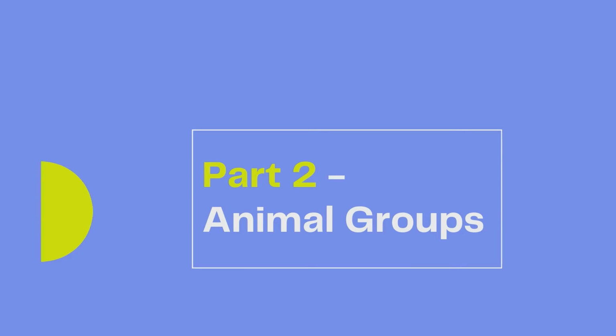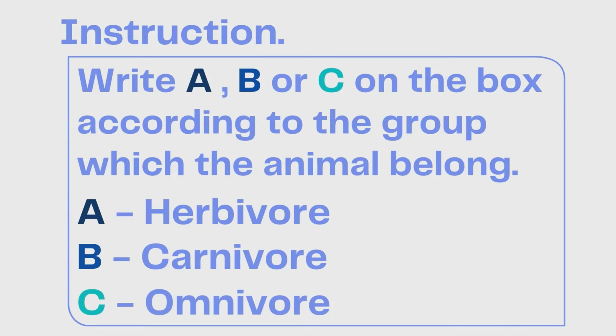Part 2. This one is about the animal groups. Okay? So, this one we have studied at school, and also Teacher Sasa sent you the video. Okay? So, the first one is: write A, B, or C on the box according to the group which the animal belongs.